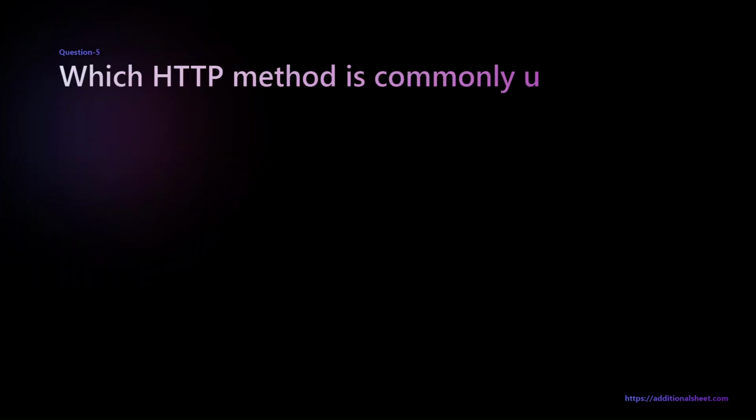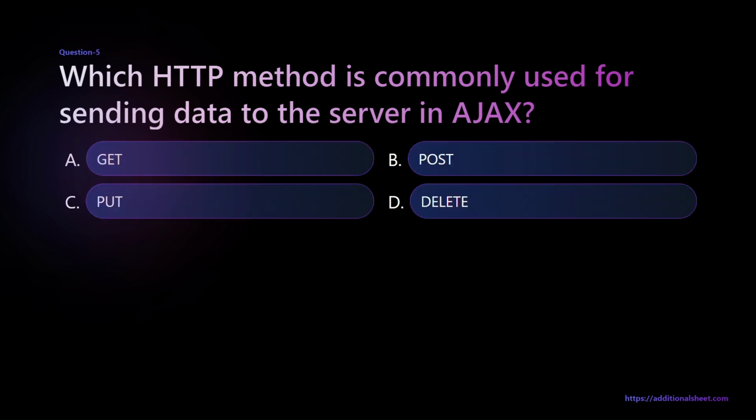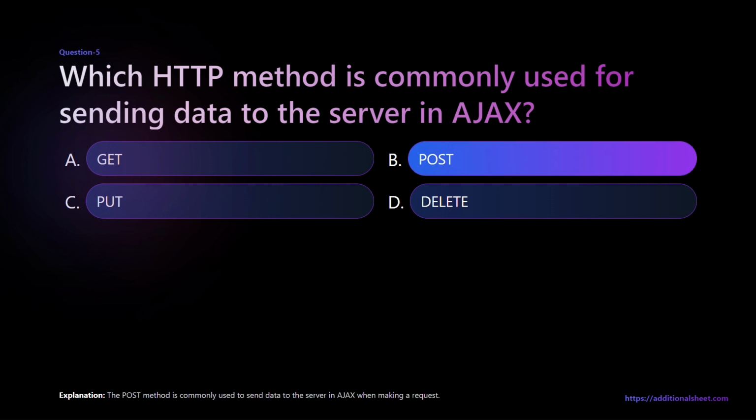Which HTTP method is commonly used for sending data to the server in AJAX? Option A, GET. Option B, POST. Option C, PUT. Option D, DELETE. The correct answer is option B, POST.